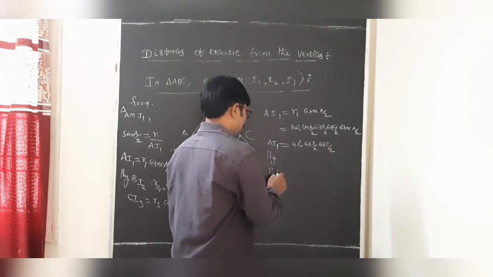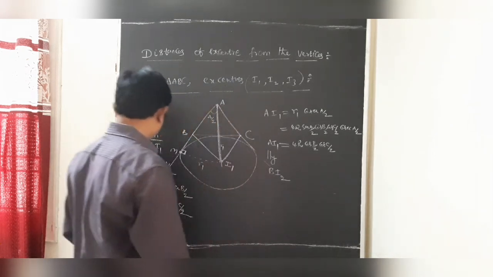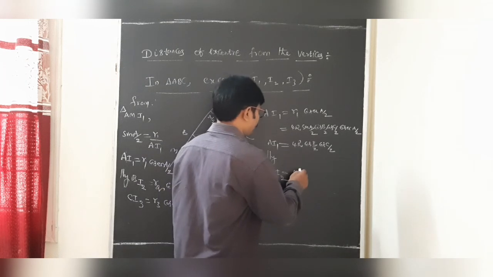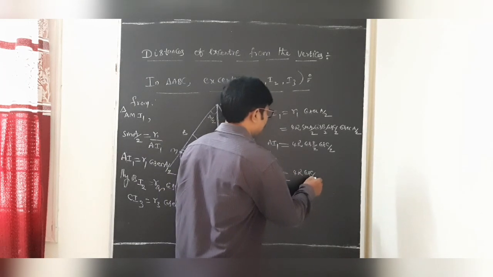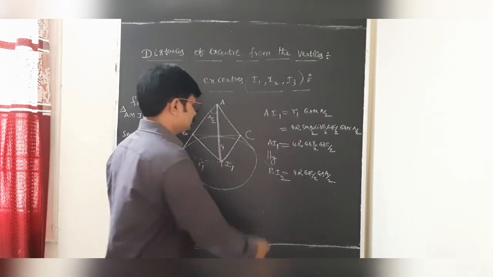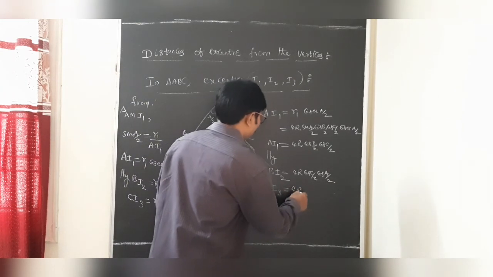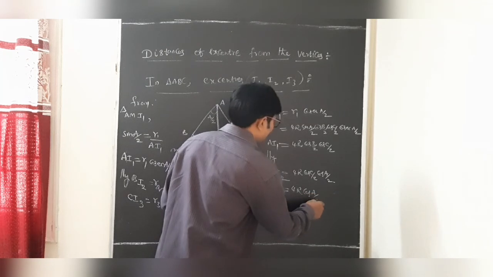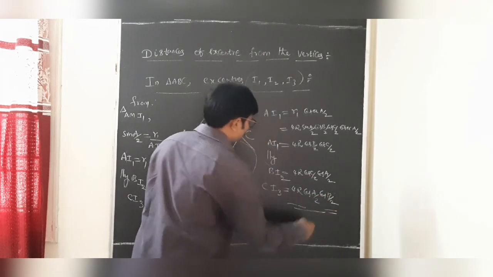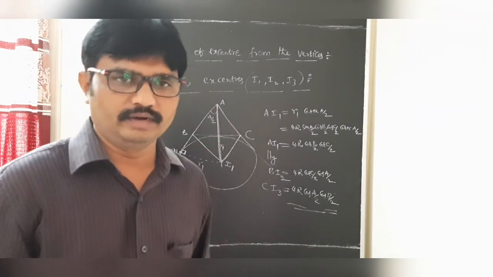Similarly, we can prove BI2 and the others. How to write it, students? BI2 is 4R cos of C by 2 into cos of A by 2. Now students, the other one, CI3, equals 4R cos of A by 2 into cos of B by 2. These are the distances between the excenters and the vertices.